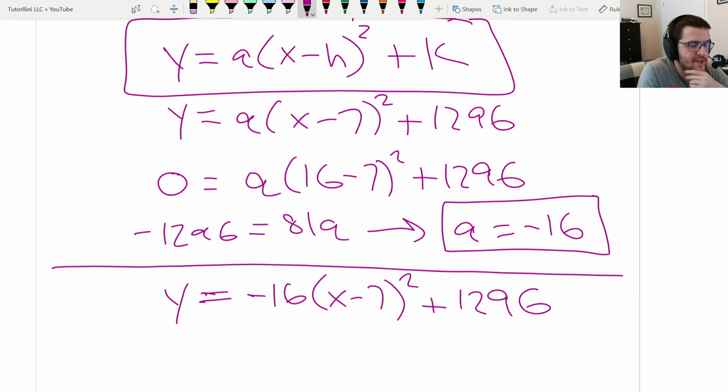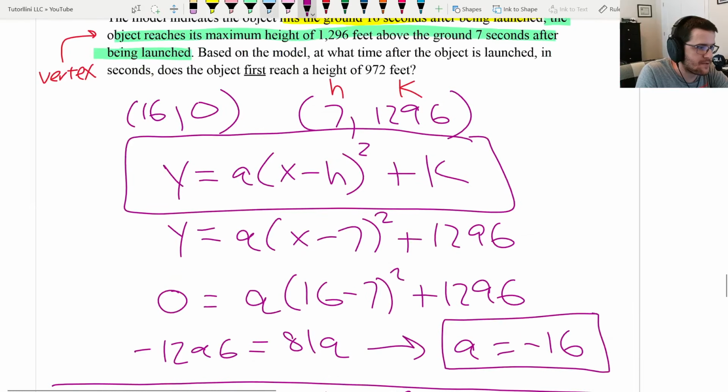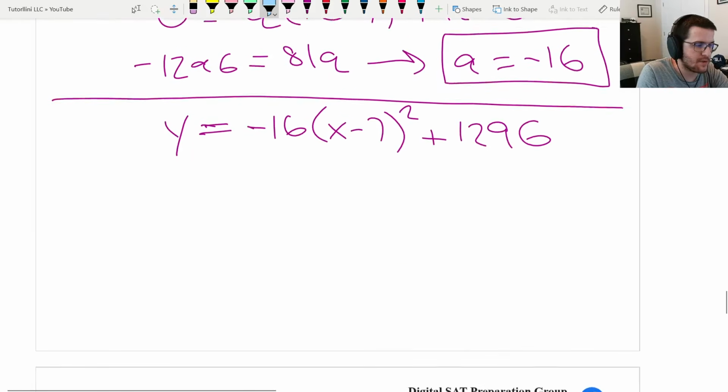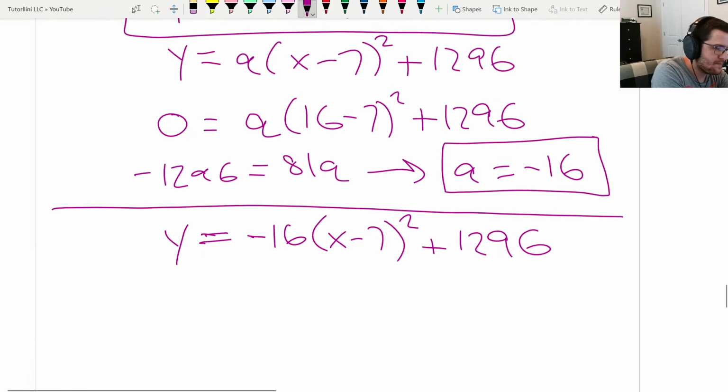Okay, so that's our equation now, and at this point, just go straight to Desmos, but let's do the rest by hand just for the sake of practicing the algebra. So what we're going to do is the question wants us to find when it first reaches a height of 972 feet. So remember the height is y, so we're going to make the height 972.